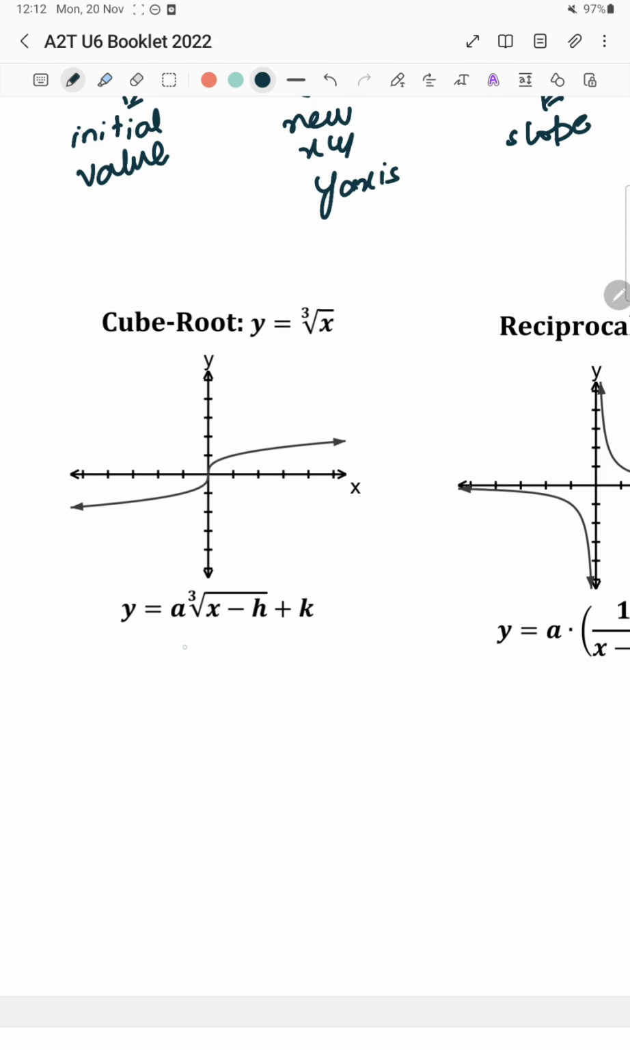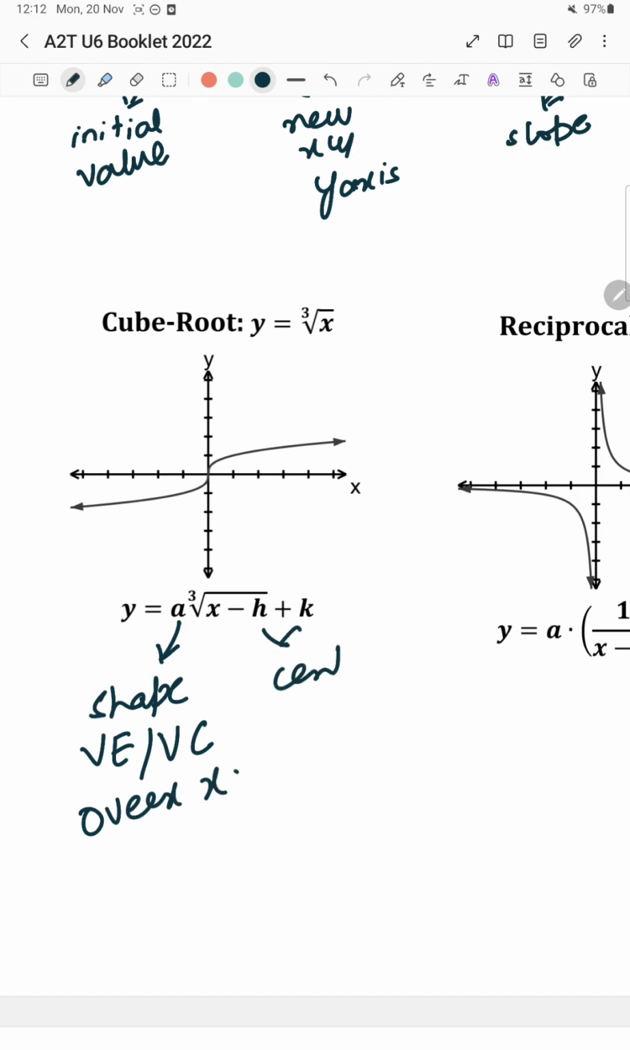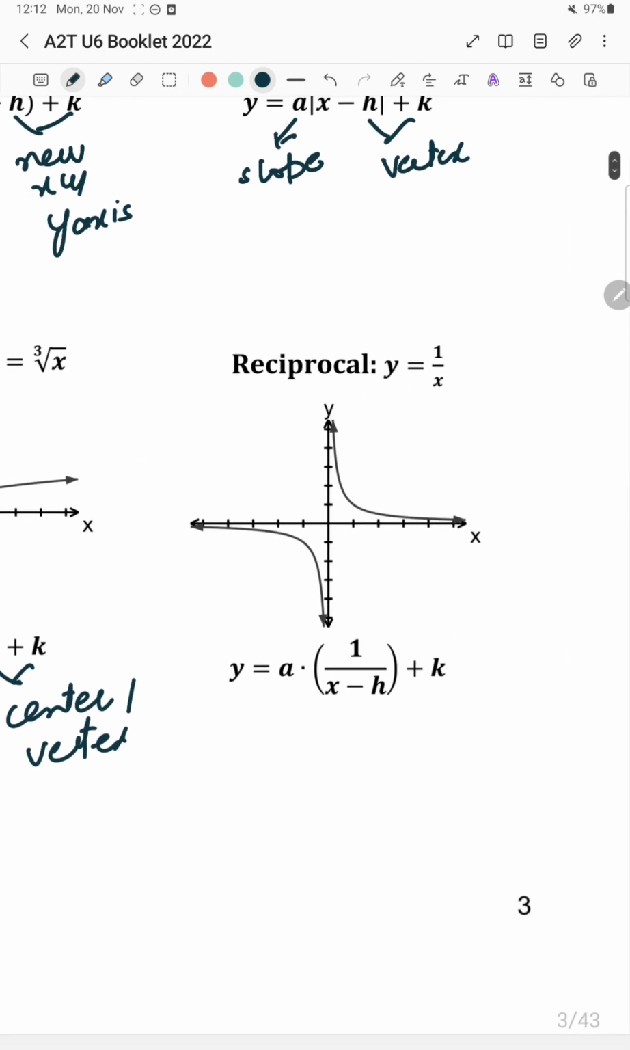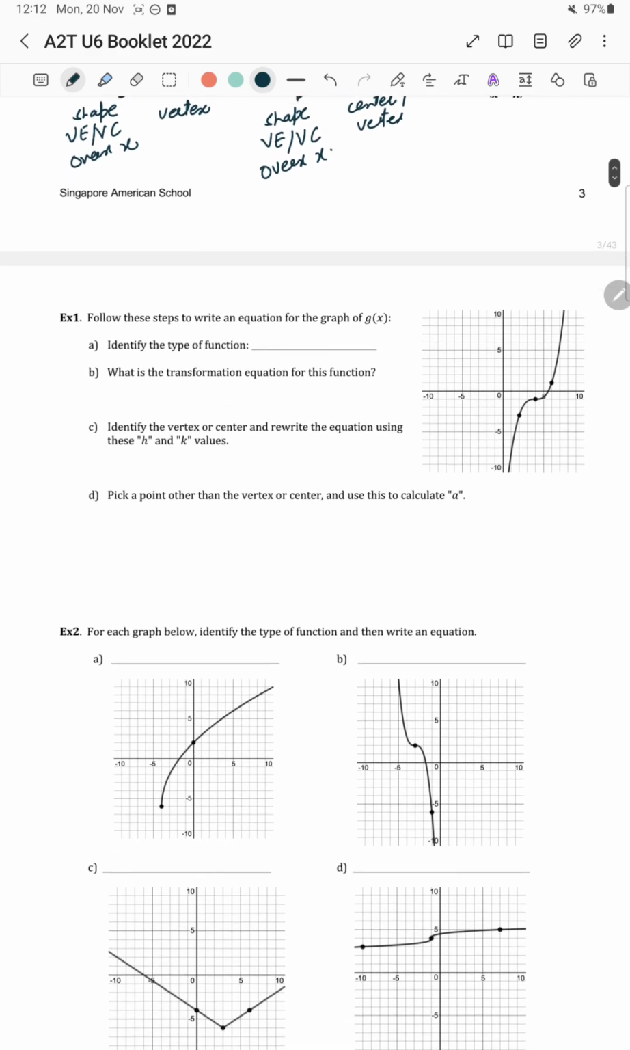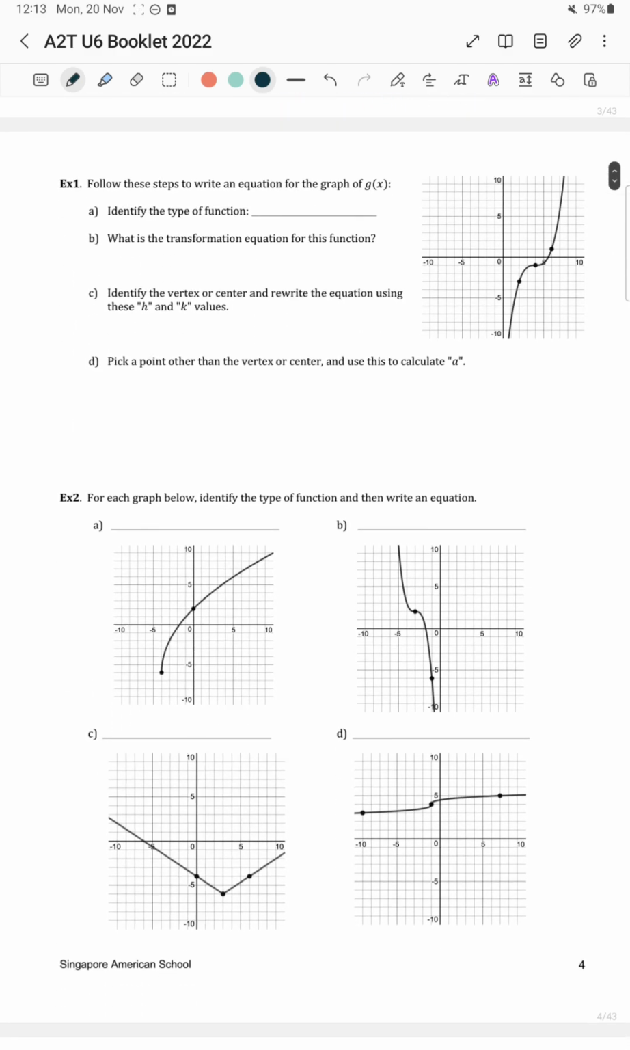Cube root function: a is the shape, vertical expansion, vertical compression over the x-axis, and (h, k) is the center or vertex. Reciprocal function is a over (x minus h) plus k, where h and k give the vertex and a is the vertical stretch. Okay, now we have to do some exercises based on the functions that we have already learned.